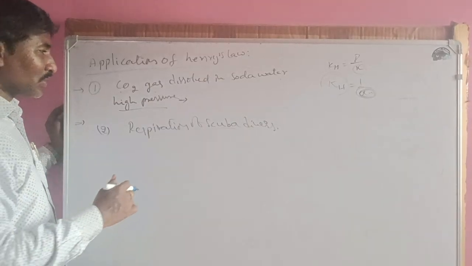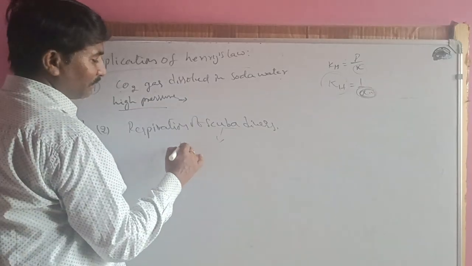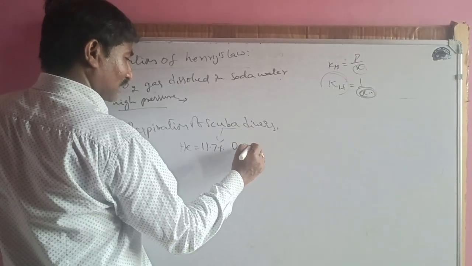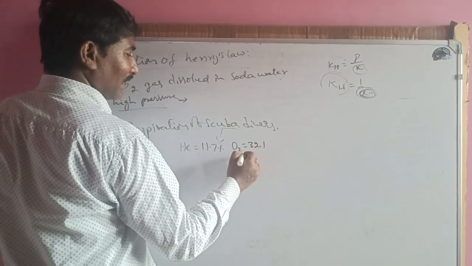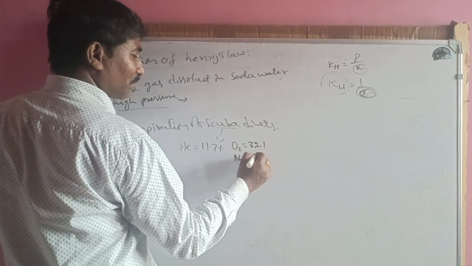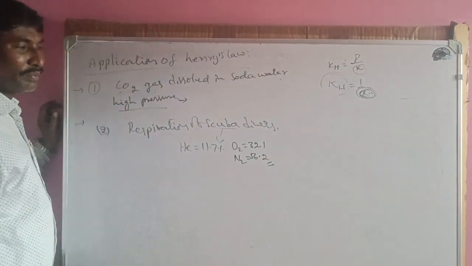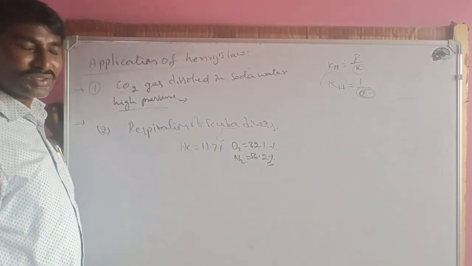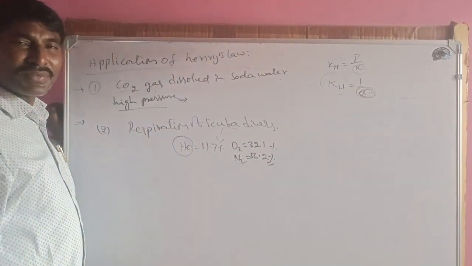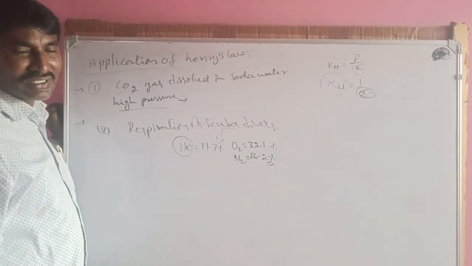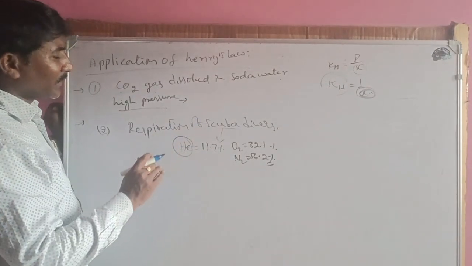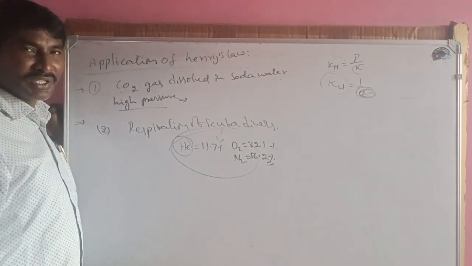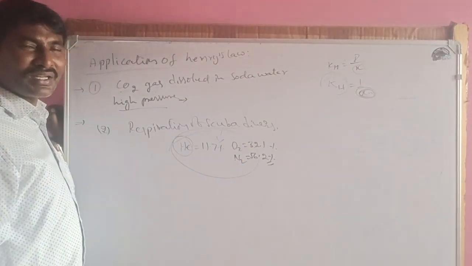To avoid the formation of bends, the scuba must be filled with helium 11.7%, oxygen 32.1%, and nitrogen 56.2%. Why? Because helium does not interact with the blood cells and is not dissolved in them. It is the lightest gas. So we use this mixture of gases in scuba for respiration. This is one of the applications of Henry's law.